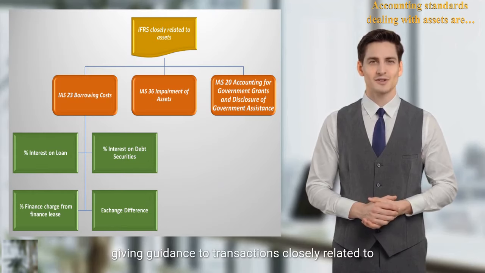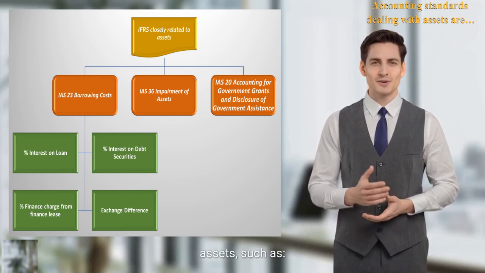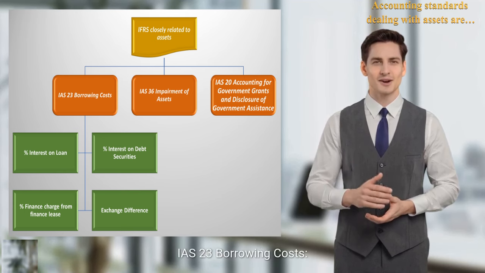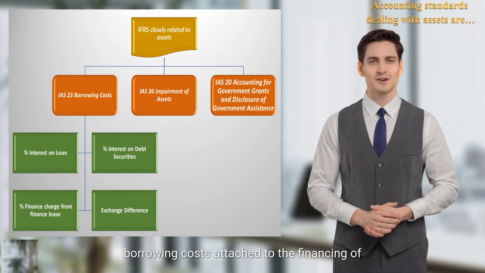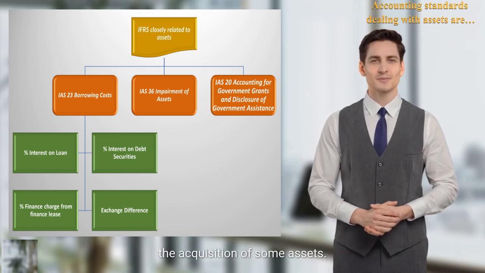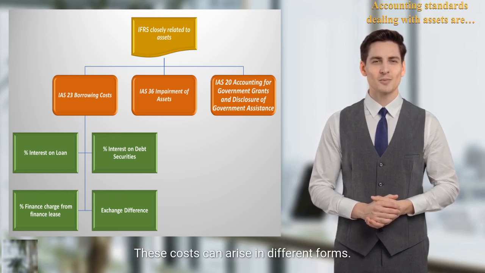On top of the standards we mentioned above, there are a few more IFRS standards giving guidance to transactions closely related to assets, such as IAS 23 Borrowing Costs. IAS 23 prescribes the reporting of different borrowing costs attached to the financing of the acquisition of some assets. These costs can arise in different forms.